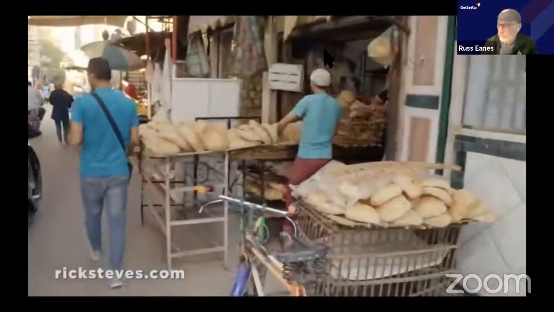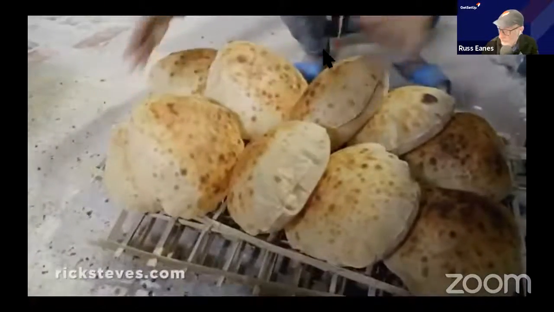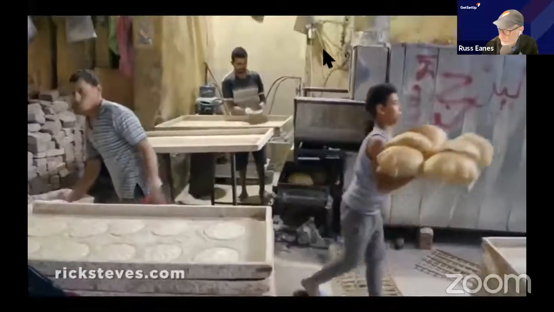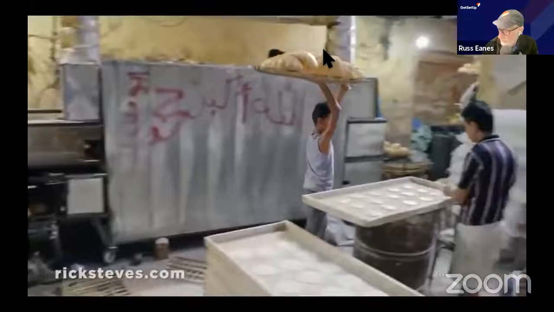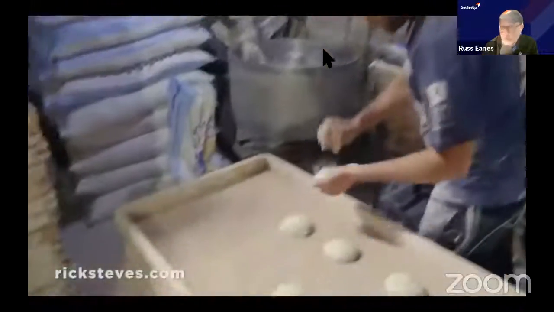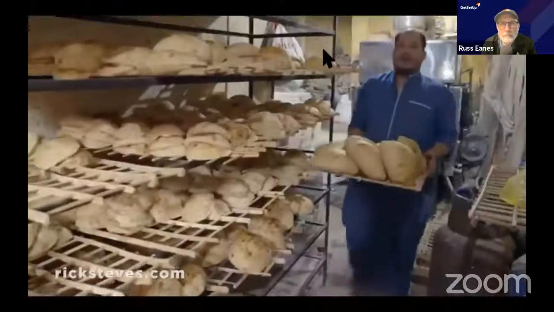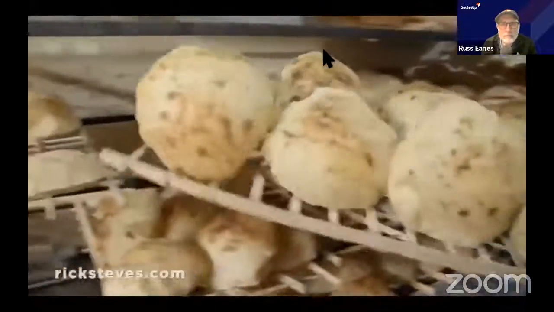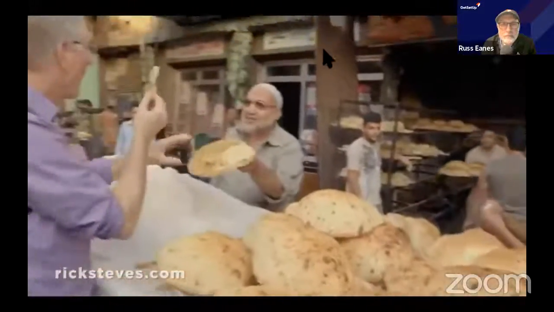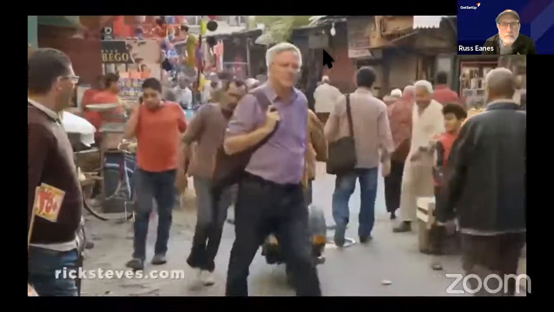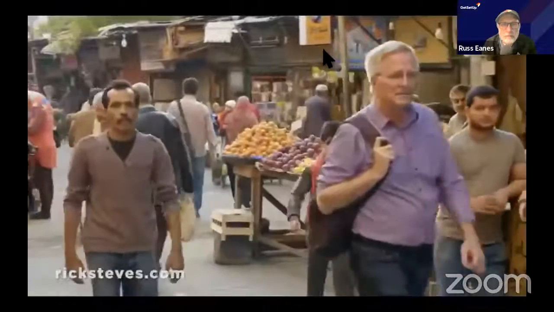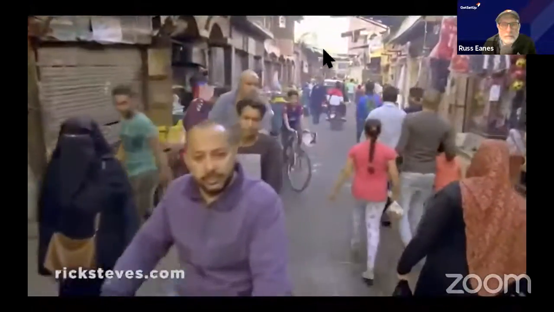And small bakeries are steadily producing hot balloons of pita bread, destined to be filled with falafel. Bread is subsidized by the government to make life easier for people struggling to feed their families. Walking through neighborhoods like this, you gain an appreciation for how just making ends meet is a daily struggle for millions in a teeming city like Cairo.